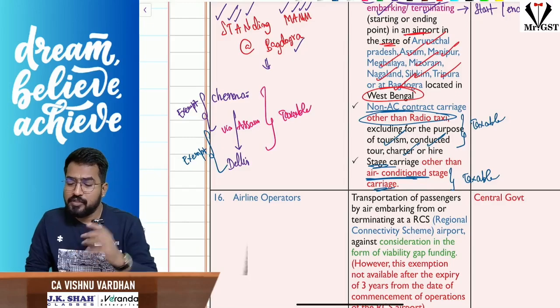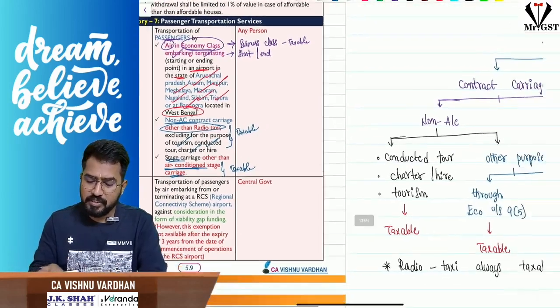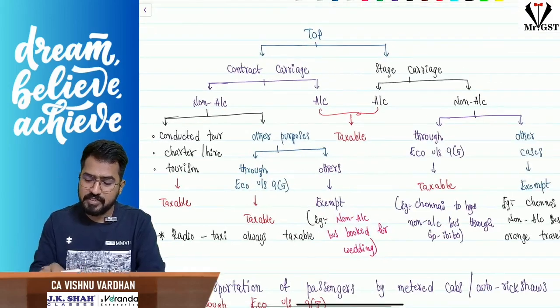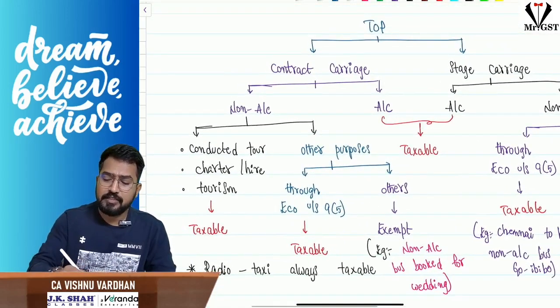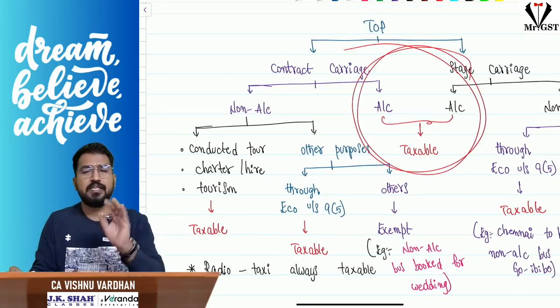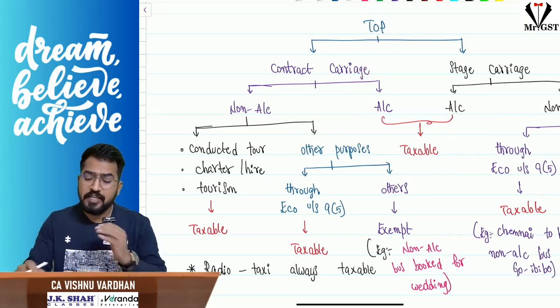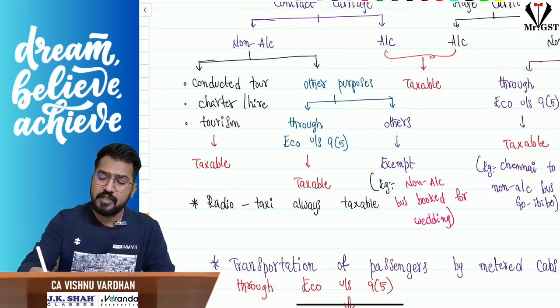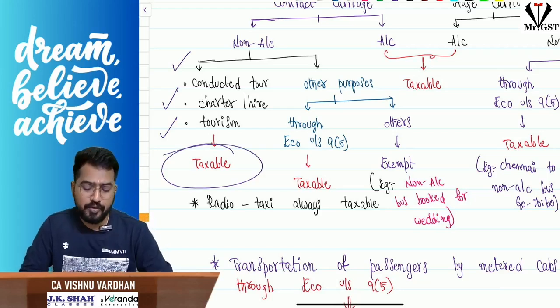Okay, right. So for this, I have a small flow chart for you. One second. I have a flow chart here, and I have missed out one small point here. Let me just cover it. See, transportation of passengers: if it is a contract carriage or stage carriage, whatever you take, if it is AC, straight away taxable. No matter whether it is contract carriage or stage carriage. If it is non-AC, then what we have to see now? If it is for conducted tour, charter or hire, tourism purpose, then it is taxable. Are you understanding the point?